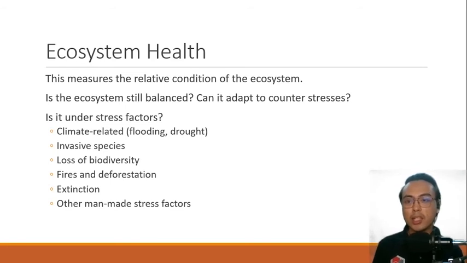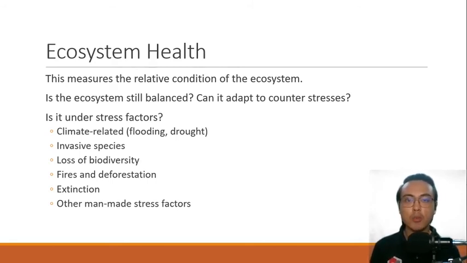Questions that might be asked: is the ecosystem still balanced? This pertains to the balance between biotic and abiotic factors. And can it adapt to counter stresses? If an ecosystem can still adapt, even if there are a lot of stresses, then that is a very healthy ecosystem. Is the ecosystem under stress factors?